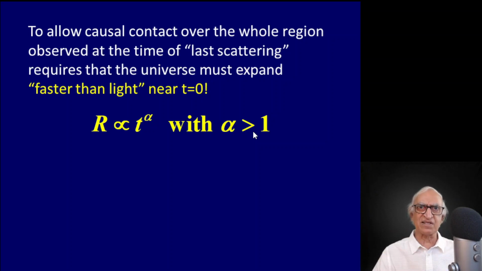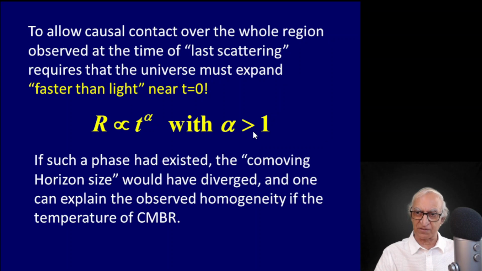Now, is this a violation of special relativity? Not at all. All we are saying is that the distance between any 2 points in the universe increases faster than light. You would violate special relativity only if you try to pass information between 2 points in the universe faster than the speed of light. That is forbidden. Here we are not exchanging any information. We are just saying that space itself is expanding at a rate faster than the speed of light.